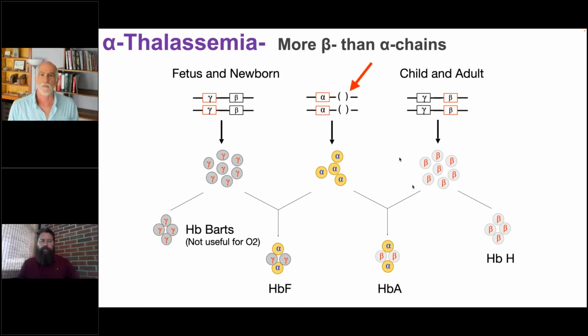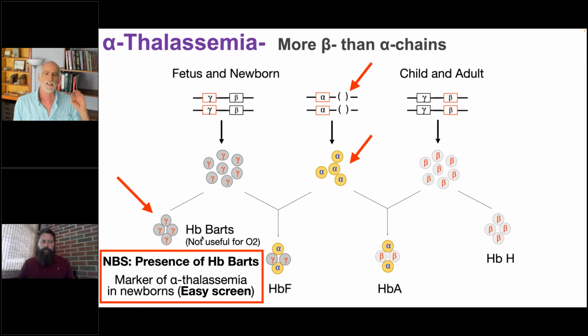So in alpha thal, most commonly mutations causing it are deletions, and I'm not going to be able to talk about non-deletion forms. But when you have deletions, you don't have as many alpha chains. So in the fetal periods, you have less alpha than gamma, so you make some fetal hemoglobin, but those leftover gamma chains form tetramers, hemoglobin BARTs, which unfortunately are not good at carrying oxygen. It's this presence of BARTs in the newborn period that's a marker of alpha thalassemia and makes it a really easy screen.